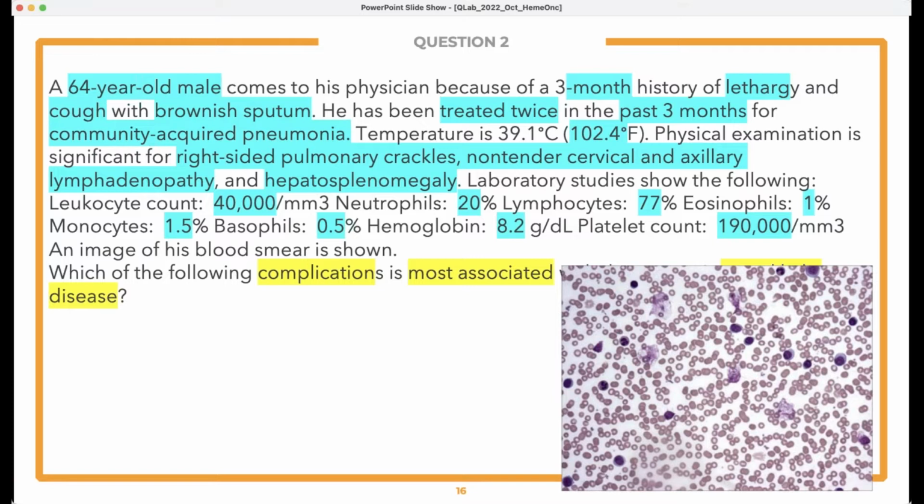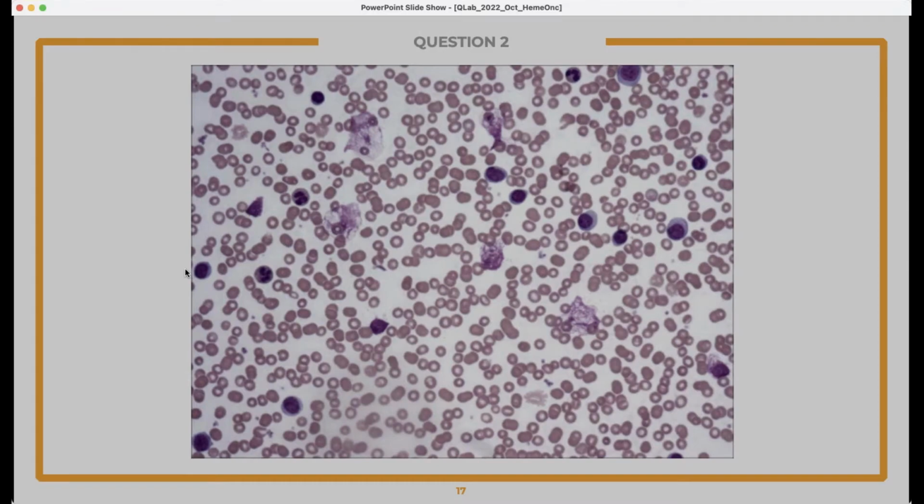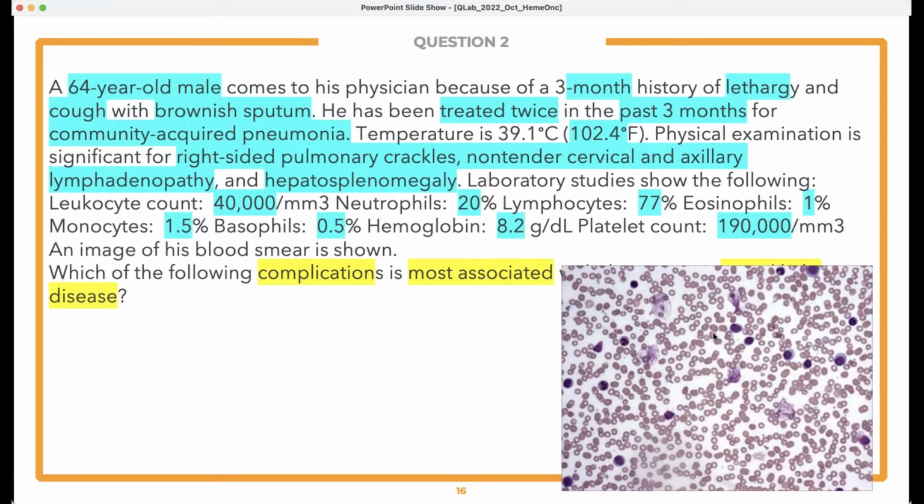Now we know also that he's been treated twice in the past 3 months for community-acquired pneumonia, okay? So you want to ask yourself, why are they telling me that? Why are they telling me that he's been treated twice for that condition, okay? So, they then give us very important vital signs, physical exam findings, okay?